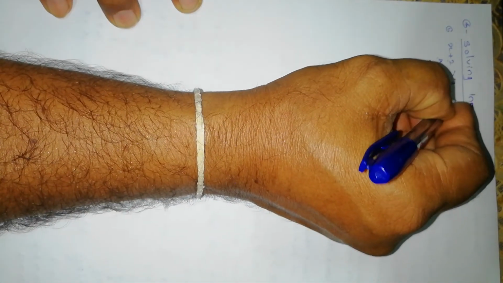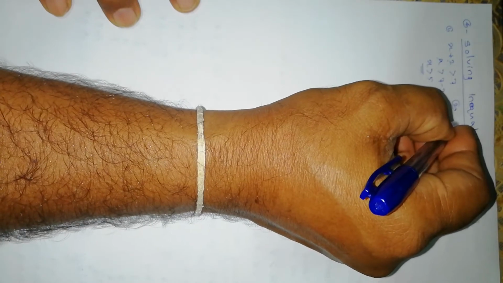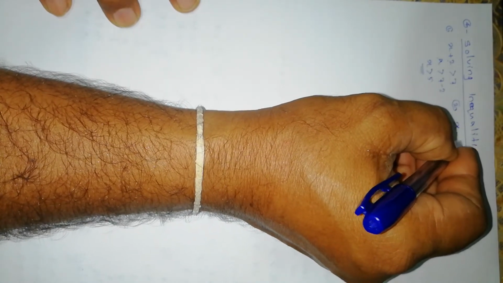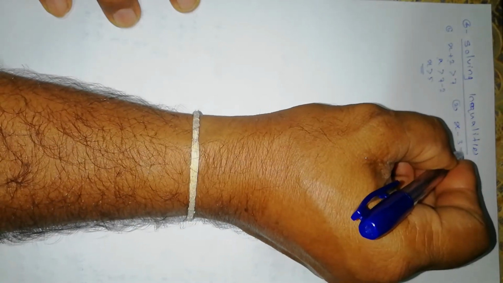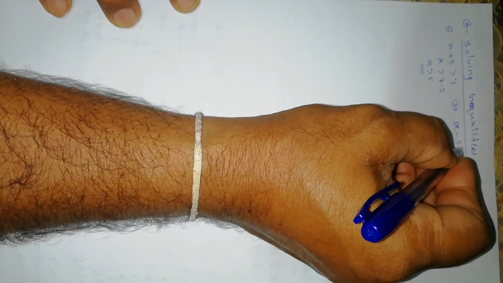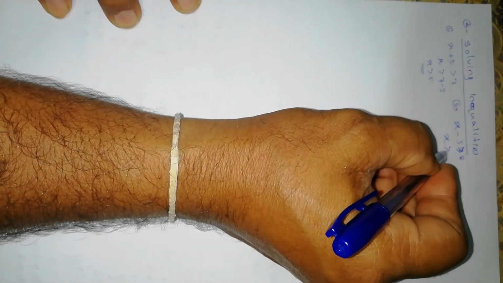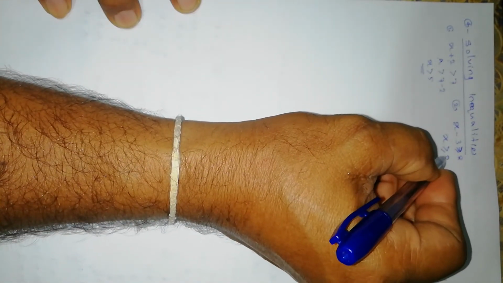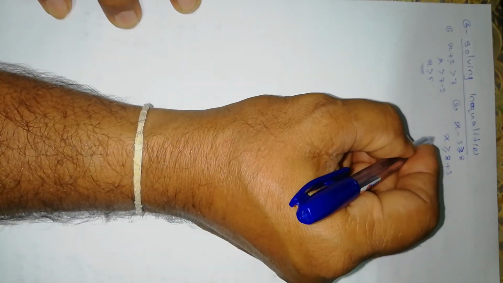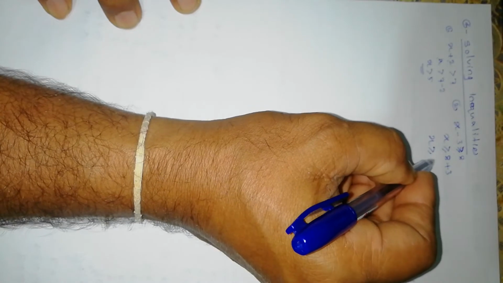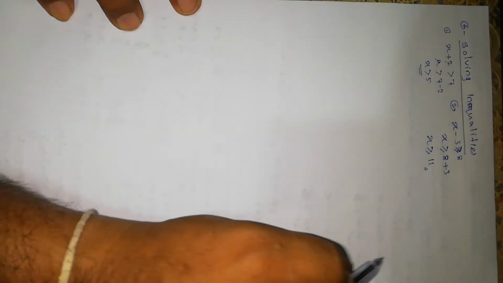Example number 2. x minus 3 greater than or equal to 8. Then x is greater than or equal to 8 plus 3. Minus 3 becomes plus 3. x is greater than or equal to 11. 8 plus 3 is, children, 11.